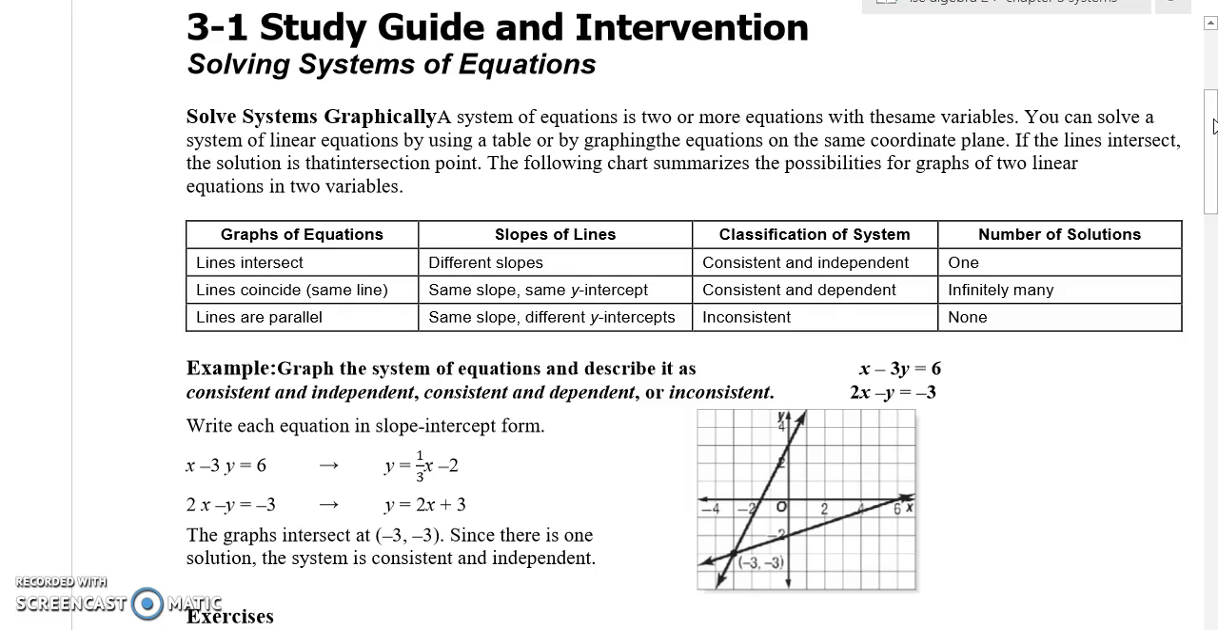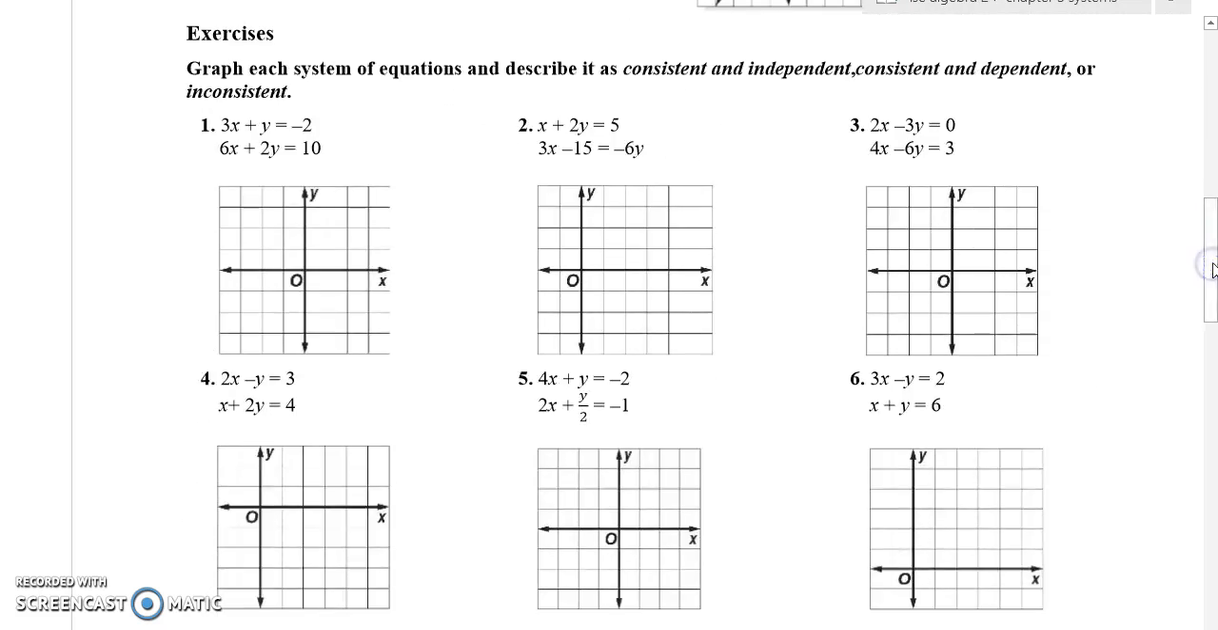we call that consistent and dependent. There are infinitely many solutions to that. And if the lines are parallel, they have the same slope, different y-intercepts, we call that an inconsistent system. There are no solutions to that. Let's go see what that looks like.